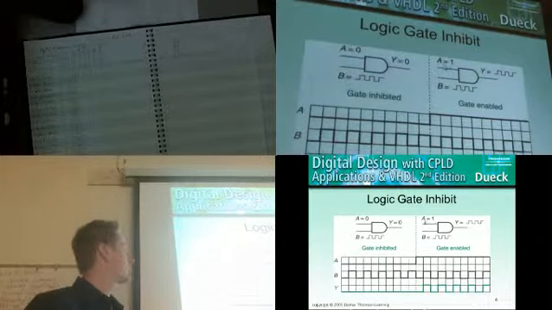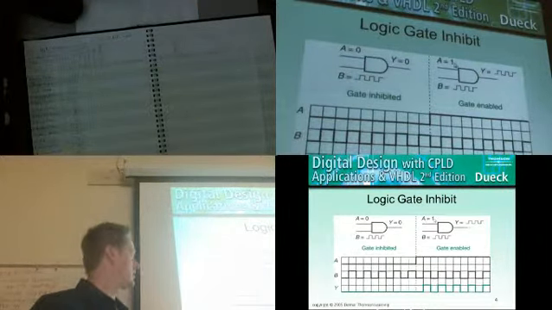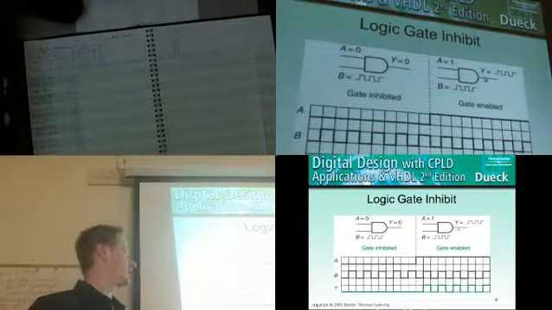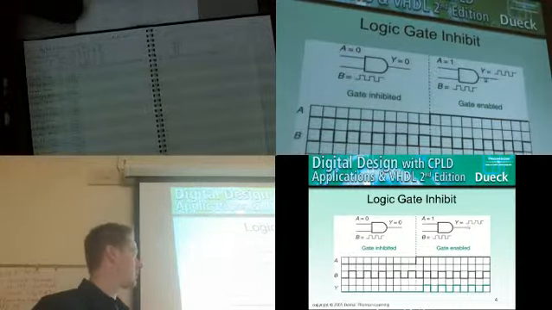Conversely, if we have a 1 on this, which we call the inhibit line, if we have a 1 on A, then whenever B goes to a 1, that signal is going to come on the output. Because 1 and 1 gives you a 1 on an AND gate. However, a 1 and a 0 is going to give you a 0.